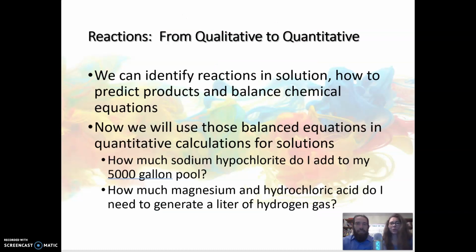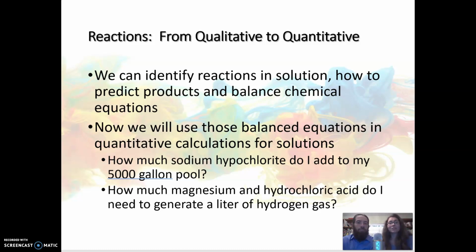So reactions, we've been working with reactions and predicting the products of reaction, double displacement, single replacement, and precipitation, gas forming reactions, all of these types of reactions. And we're going to switch over from qualitative to quantitative within those reactions. But we're working with solutions. And when you're working with solutions, you might have questions like, well, how much chlorine am I going to put in my pool? I have a 5,000 gallon pool. How much of this am I going to need to put in?